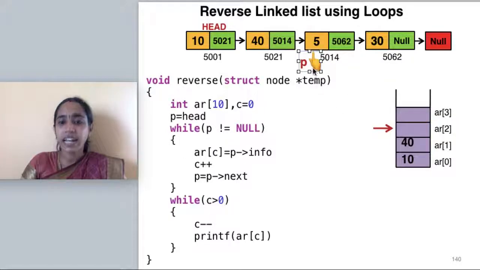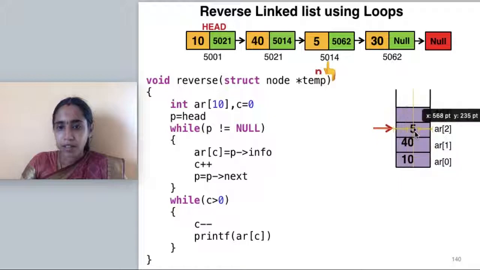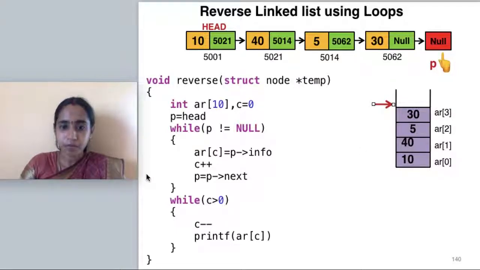Again and again, if I am doing this, all the nodes will be reaching the array like this. So now p is pointing to null, c is pointing to number 4. Now I have written all the things. If I want to display, my task is to display all these things in the reverse order.